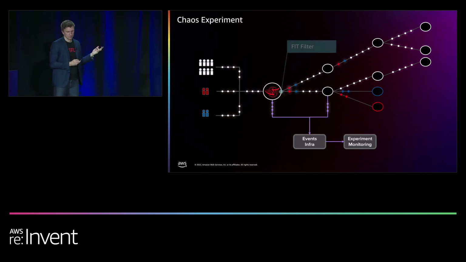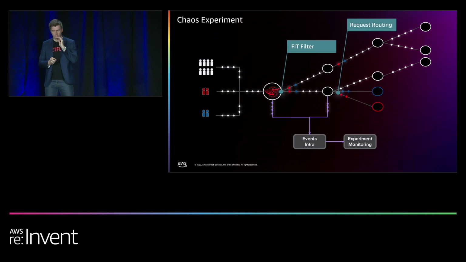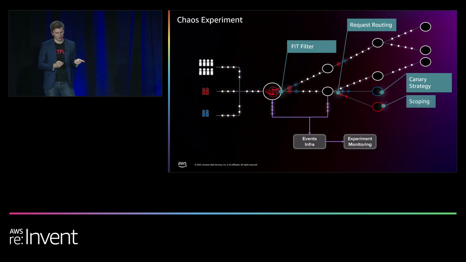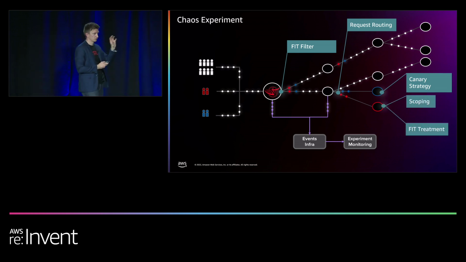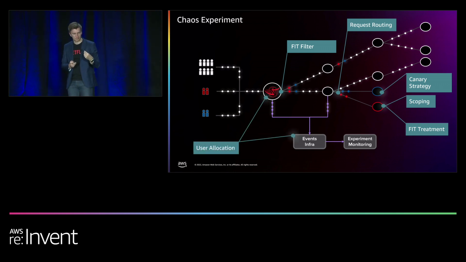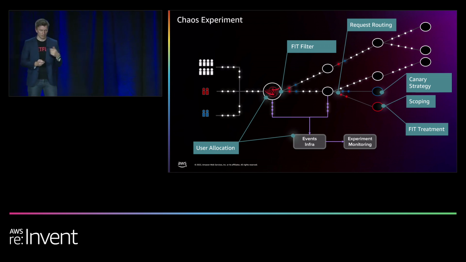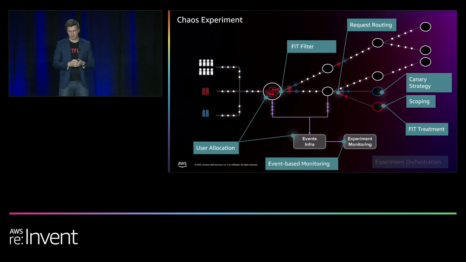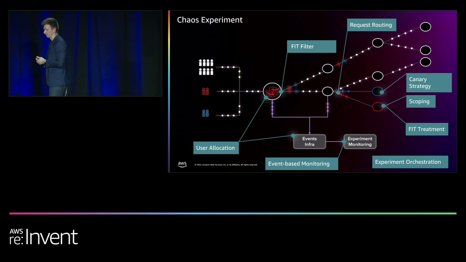So in our FIT filter, we are annotating the requests with the proper tags. Then our CRR request routing technology lets us route the requests where we need them. And then we are using canary strategy and the FIT scoping and FIT treatment to actually scope the treatment only to the canary cluster. And finally, we are using the user allocation algorithm to assign members to the experiment and also to filter out the events so that we can monitor how the devices are doing. And all of this is orchestrated by our chaos experimentation platform.